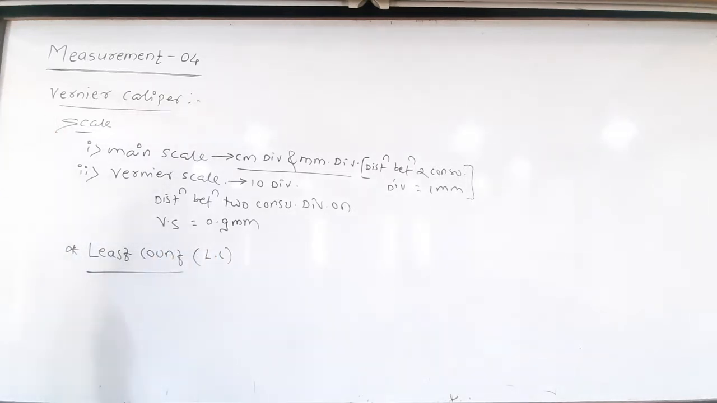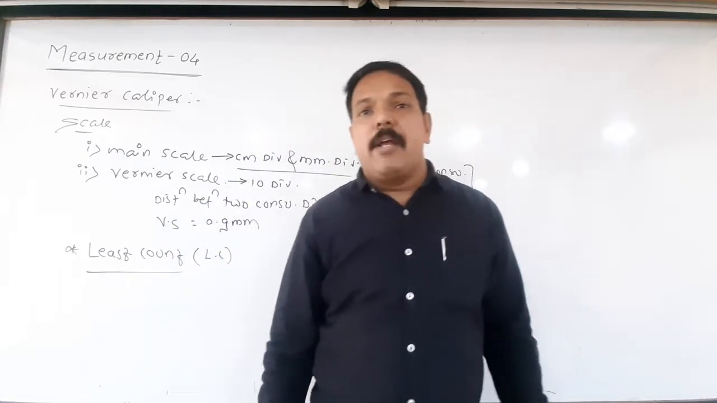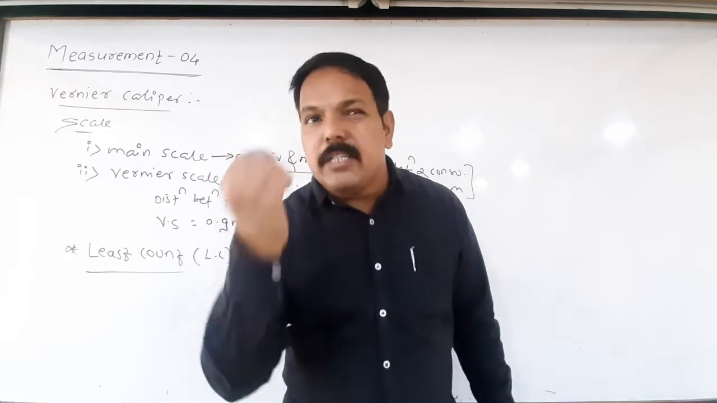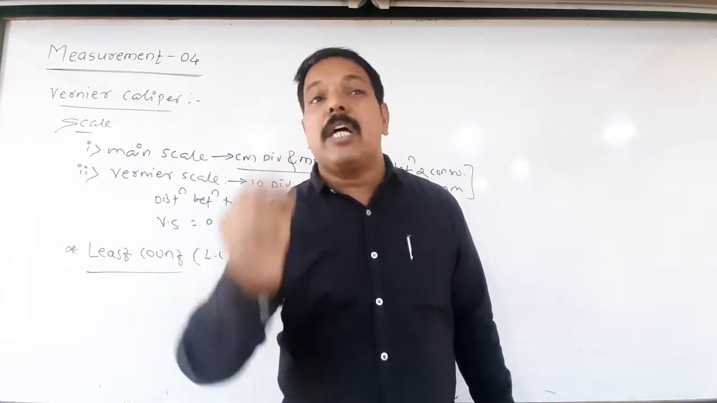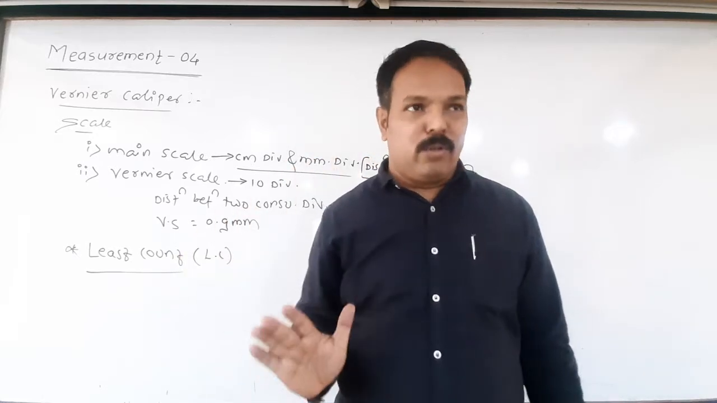LC. What is meant by the least count of the device? As far as any measuring device is concerned, the least count means the minimum possible distance we can measure accurately with the help of that device.